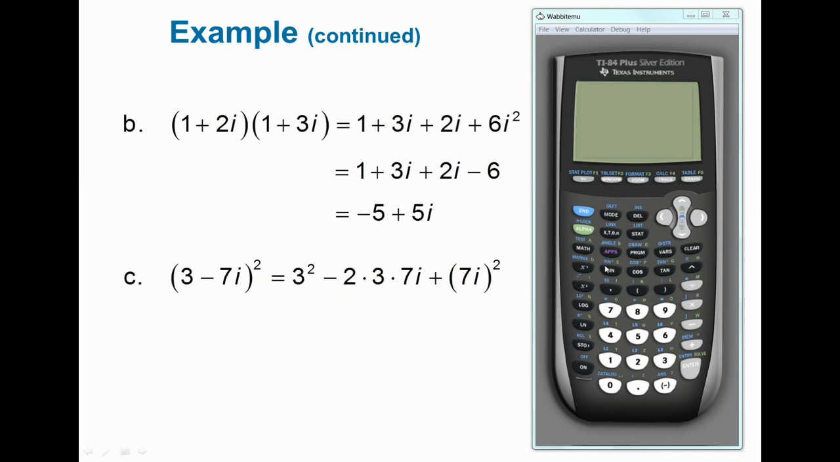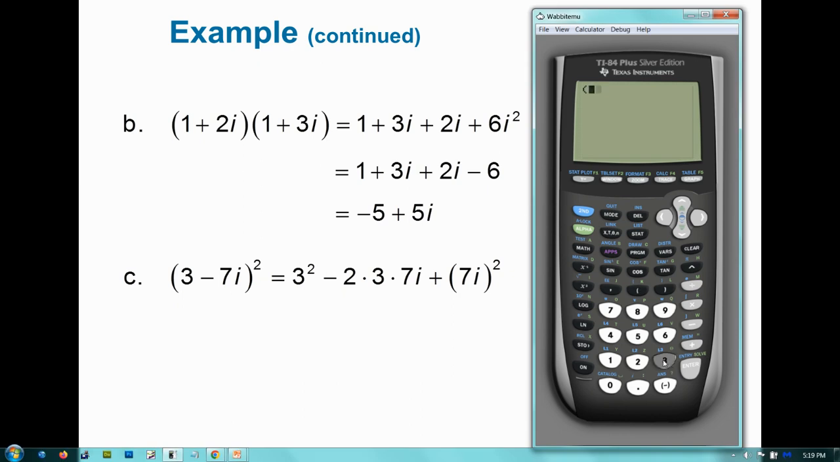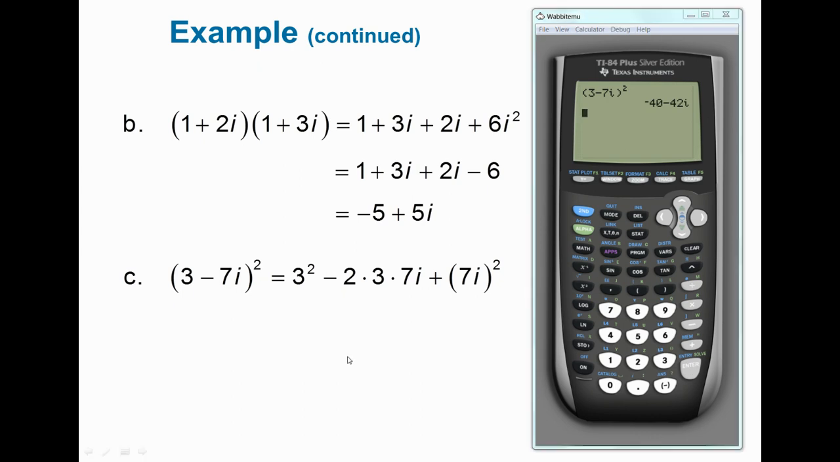3 minus 7i squared. So open parenthesis, 3 subtract 7, second function of a period key. Close this up, and I want to square this. Hit enter, and I did it before the calculator did it.